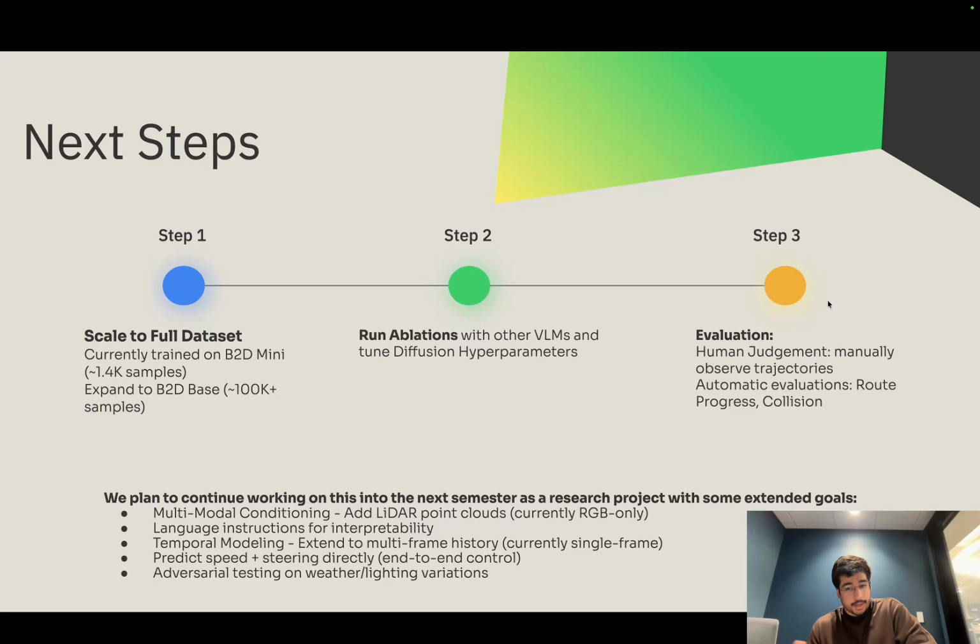We plan to continue working on this into our next semester. This is a pretty interesting problem, and the entire team has found it intriguing.